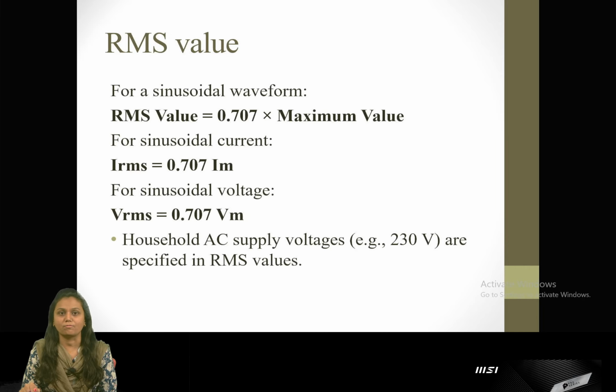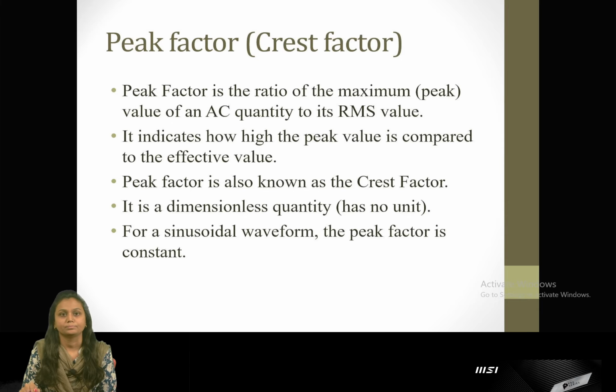For a sinusoidal waveform, RMS value is equal to 0.707 times the maximum value. For sinusoidal current, IRMS is equal to 0.707 Im, and for sinusoidal voltage, VRMS is equal to 0.707 Vm. Household AC supply voltages, for example 230 volt, are specified in RMS only. Here we are going to see the peak factor or crest factor.